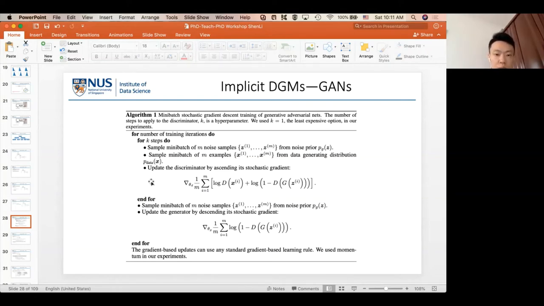And after training the discriminator, we will take a gradient for the generator. We will sample another mini batch that consists of m noise samples, z1 all the way up to zm, from the prior distribution. And we'll update the generator by descending, because this is a two-player process. We ascend for the discriminator and descend for the generator. And these two optimization processes are alternated throughout the whole training iterations. Okay, there's a question here.